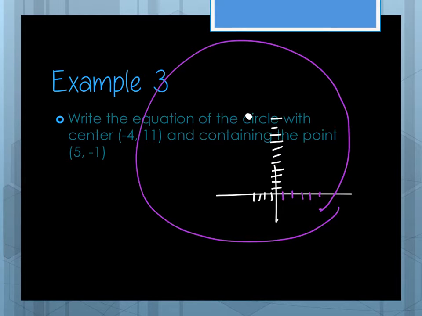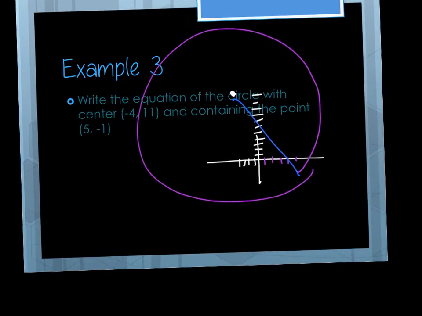So containing the point means that the actual rim of the circle, the outer edge of the circle, would go through that point. So if I need the center and the radius of a circle in order to plug it into the equation, what am I missing? I have the center, right? So I'm missing the radius. How do I find the radius? Good. So the distance formula from the center to the point it contains.